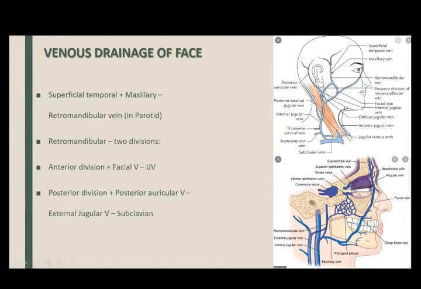यहाँ पे दिखा देती हूँ, posterior auricular joins with the posterior division of the retromandibular vein to form the external jugular vein, and external jugular vein terminates into the subclavian vein. ये subclavian है, the external jugular vein ending in the subclavian vein.